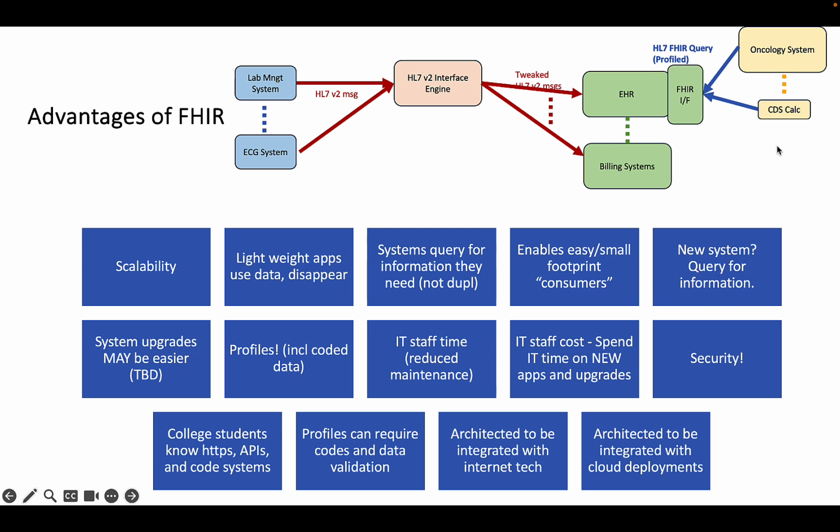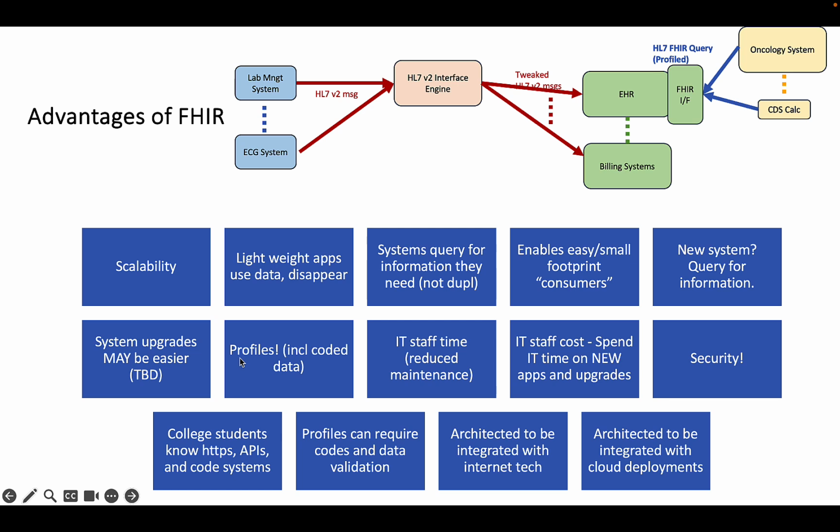So we don't need to rerun history if we put a new system here. As the patient comes to a particular department, or the system is aware of additional information that they need, they can go and they can query the EHR or the FHIR interface, really, for this. You don't need to do the 2 to 5 year rerunning of history, which is just bound to cause issues. System upgrade may be easier. I think we need more time to prove that out.